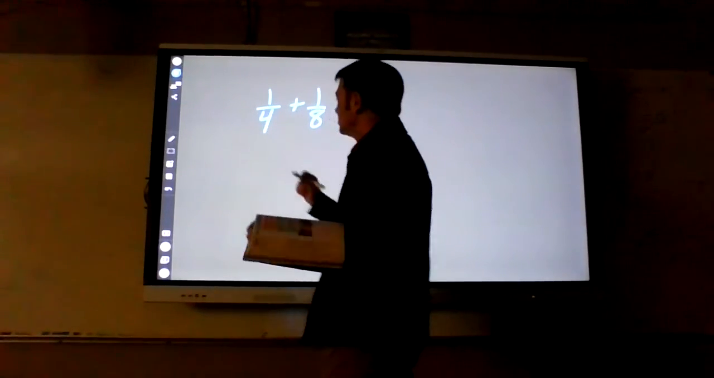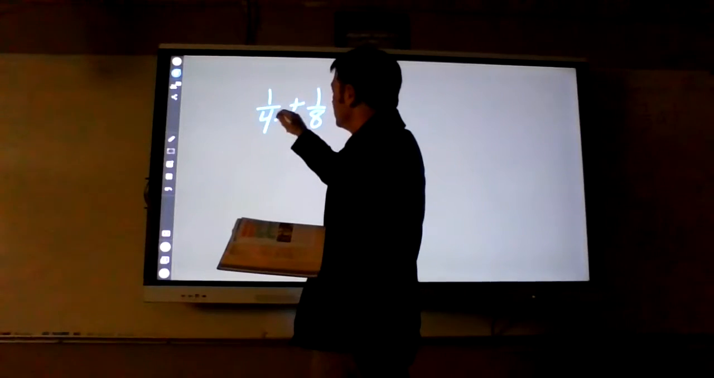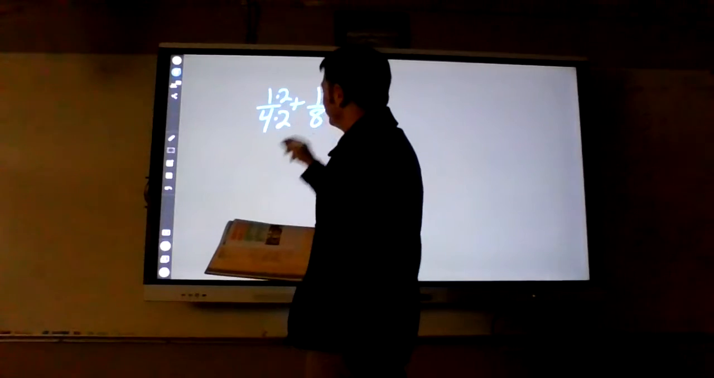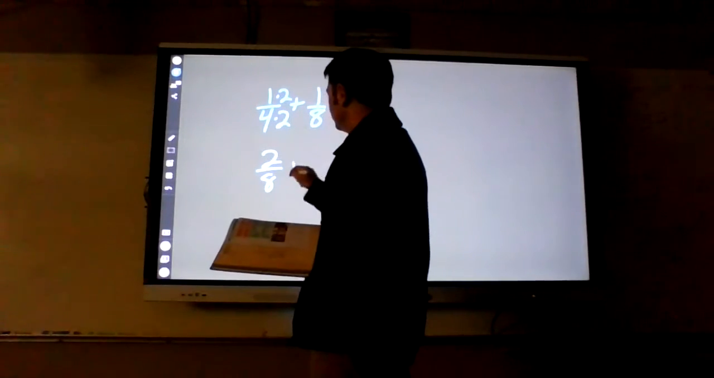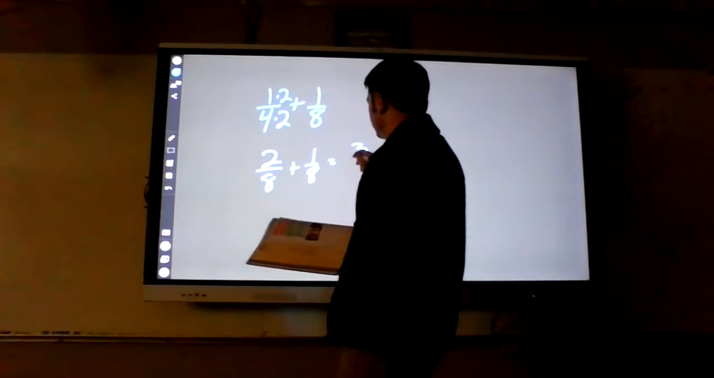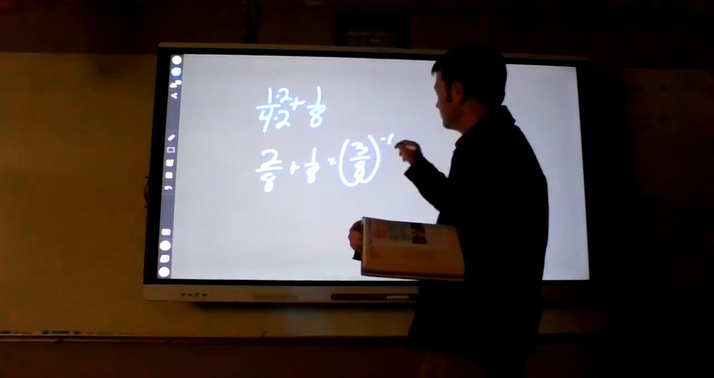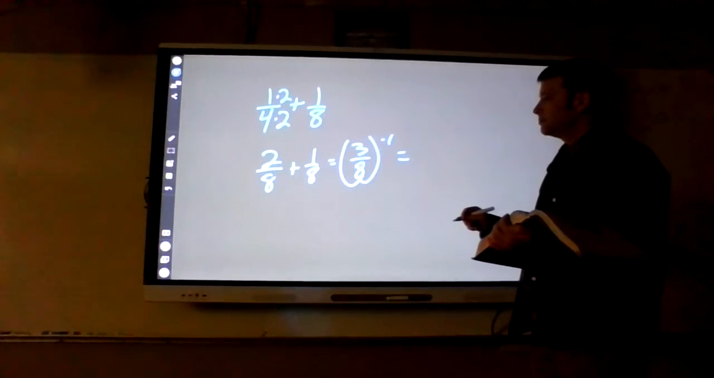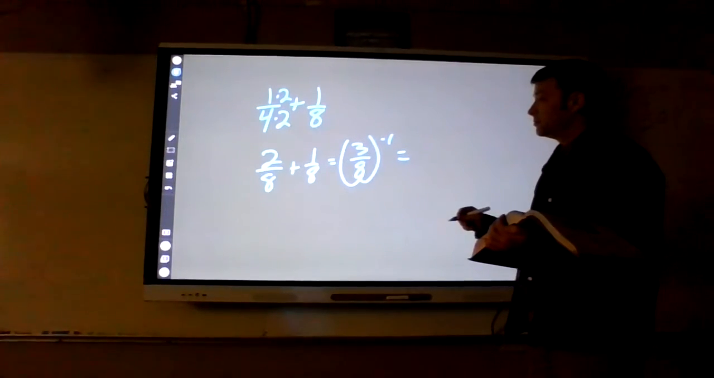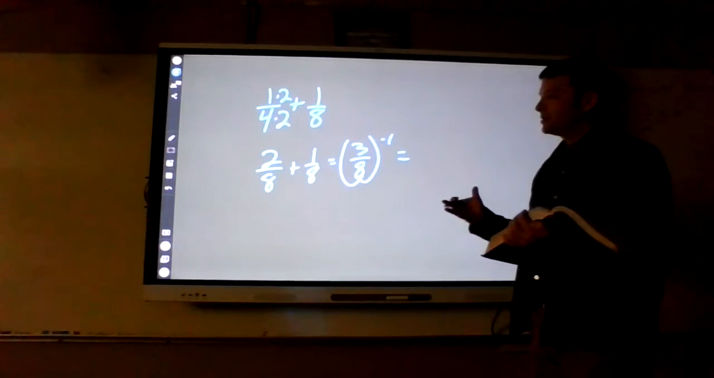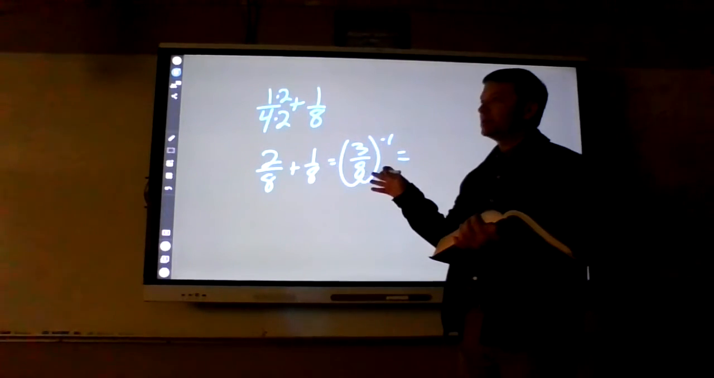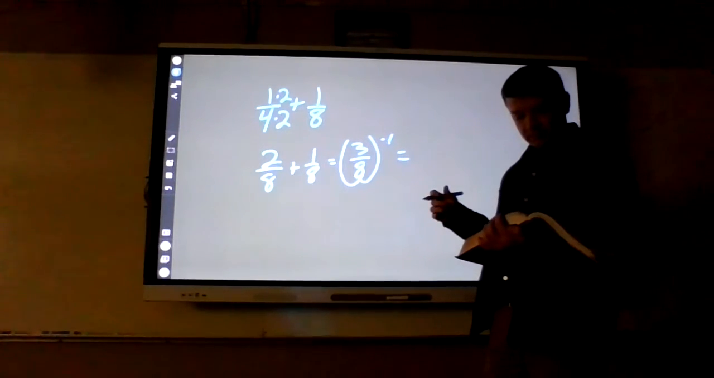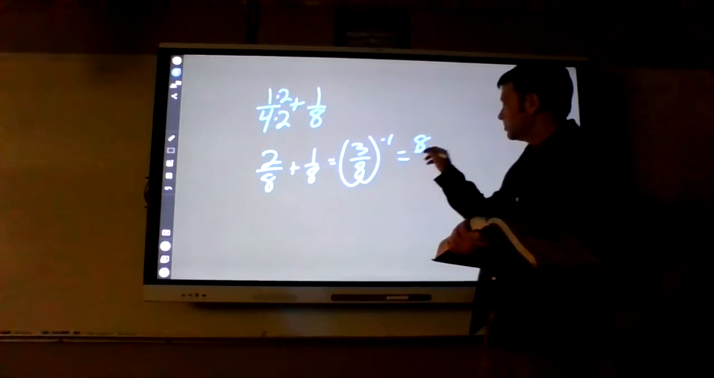Common denominator is 8. Okay. So I just simplified the parentheses to 3/8, and that's to the negative 1, so what does that become? 8 thirds. 8/3. Man, I'm on a roll.